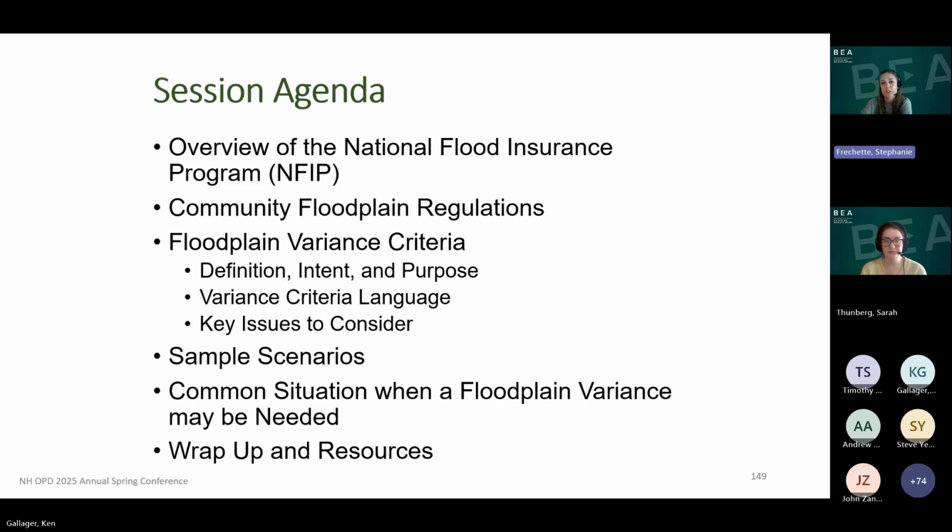We hope this information today gives you a basic understanding of floodplain variances, when to grant them, and considerations to keep in mind when you are thinking of requesting one. So let's get started.